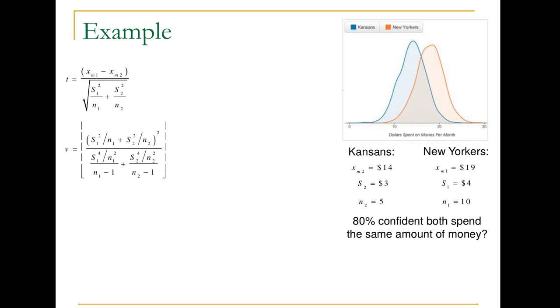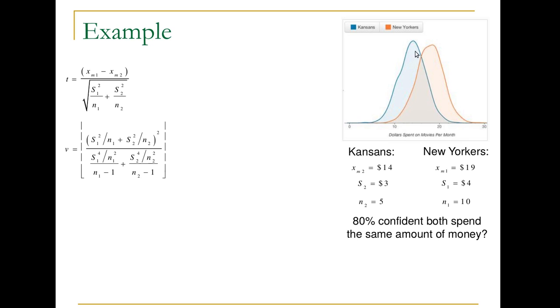Here's an example. We have these two samples and we want to see if they come from the same population. Specifically, we sampled people from Kansas to see how much they spend on movies per month, and we sampled people from New York to see how much they spend on movies per month. And we want to see if really it's likely that people in Kansas and New York spend the same amount on movies per month. So even though our sample means are different, we want to see if they come from the same population. So if people in Kansas and New York are the same population, that is, in this context, they spend the same amount on movies per month.